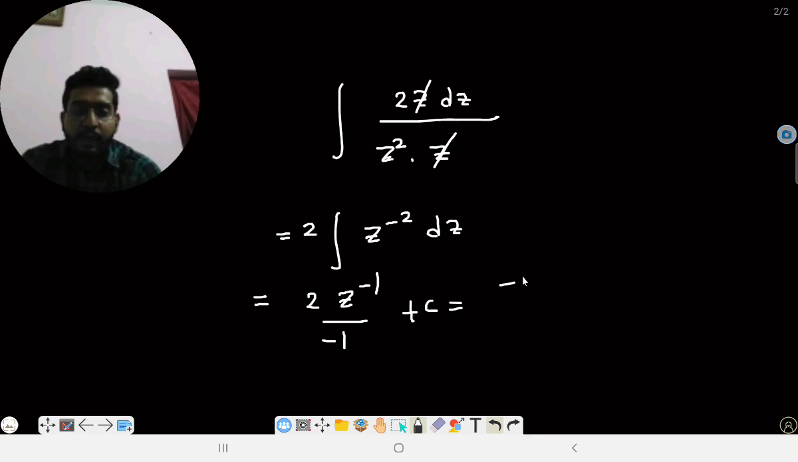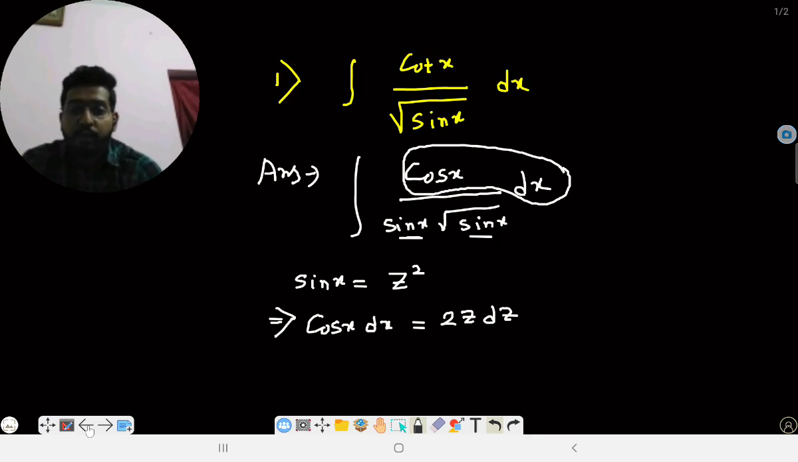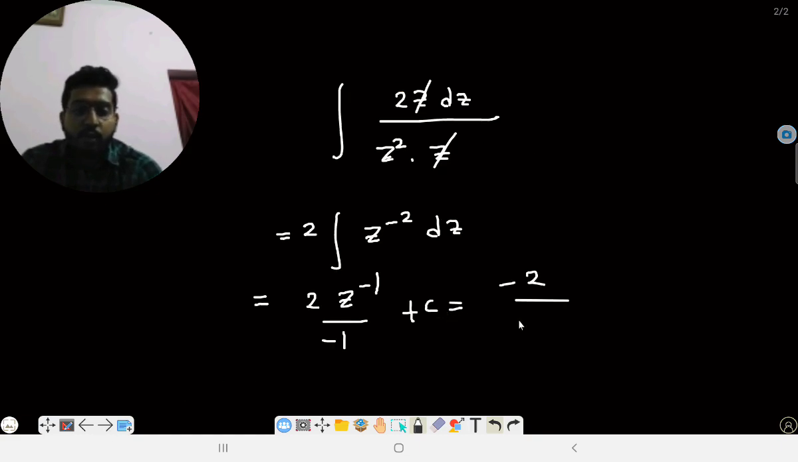So that will be minus 2 by z. Now what is z here? The value of z is here. From here we can see the value of z is root over of sin x. So that means here it will be minus 2 by root over of sin x plus c. Done. Okay, so this is question number 1.